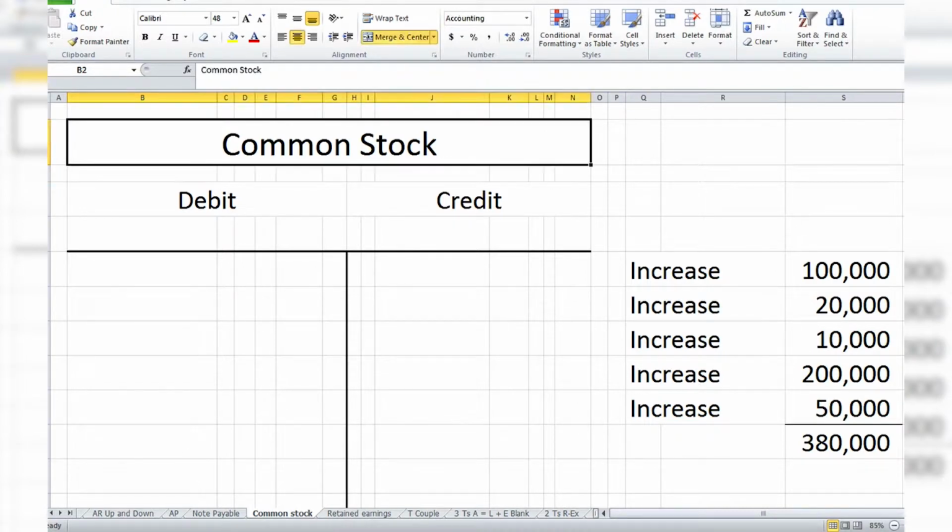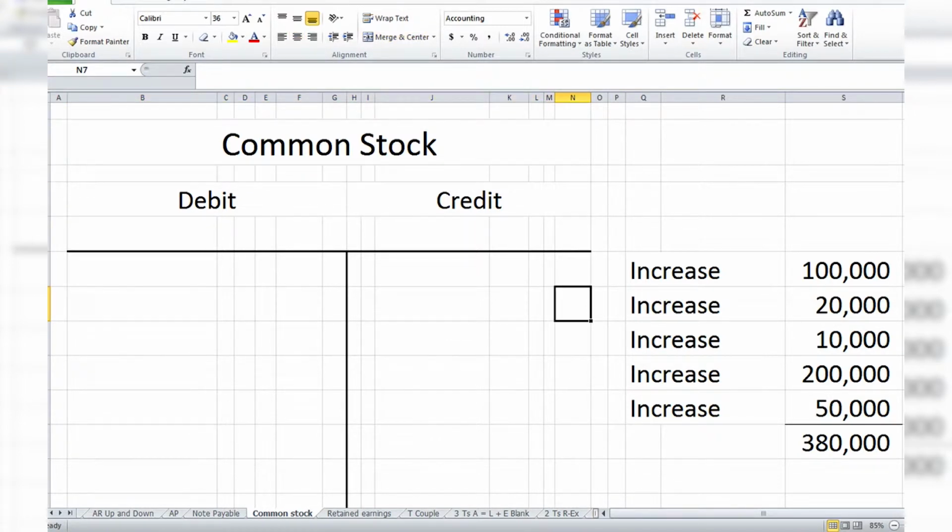Common stock, good old common stock. Businesses, large corporations, issue common stock to raise money. What's happening here is the company is receiving money and the shareholder is receiving an investment. So let's say 100,000. Notice these are all increases. Credits, 100,000. Now, the debit side of this transaction is going to be cash, but we're not going to worry about that right now. We just know common stock has been credited by 100,000, increasing common stock.